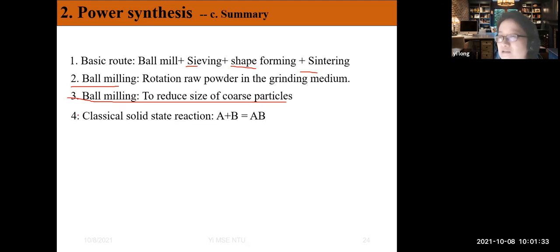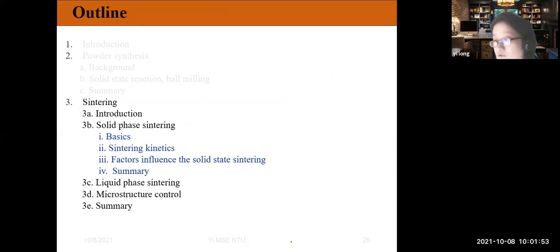And the classical solid state reaction is A plus B equals AB. You ball mill them, then heat up at high temperature. This is a very classical solid state reaction. You can do it in your research lab for your FYP to make very complicated ceramics. And you can also do a bit of post-treatment to tune the stoichiometries. Do students have questions? Okay, thank you.